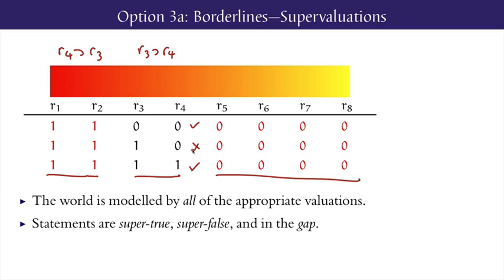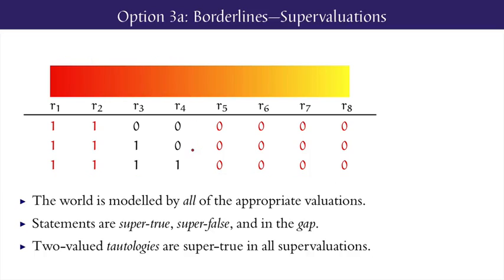So this is different to Vukajevic's picture about how to do truth-value gaps, because for Vukajevic, at least if R4 and R3 both had the value half, then R4 implies R3 and R3 implies R4 would have the same value, 1. Now we'll say that something is a tautology if it's super true in all of the supervaluations. The tautologies in this picture are exactly the same as the tautologies in standard two-valued logic, because if something is true in every two-valued valuation, it's true in every valuation in a supervaluation too.